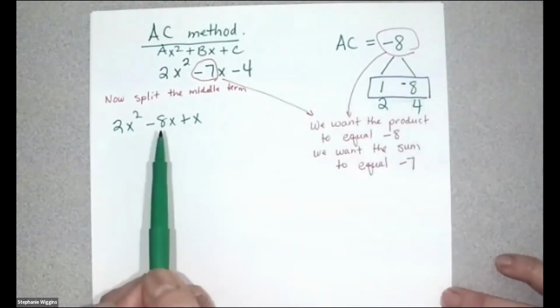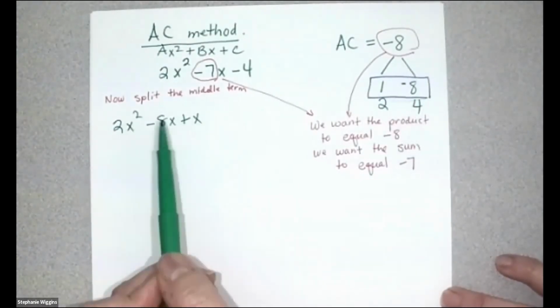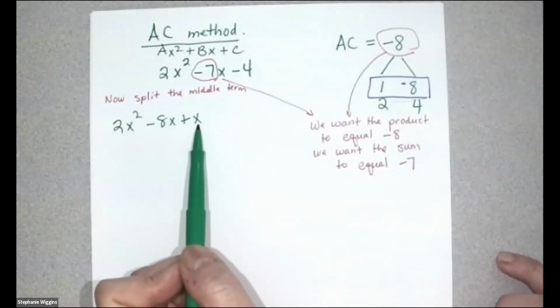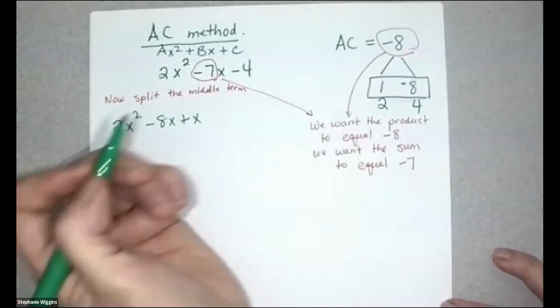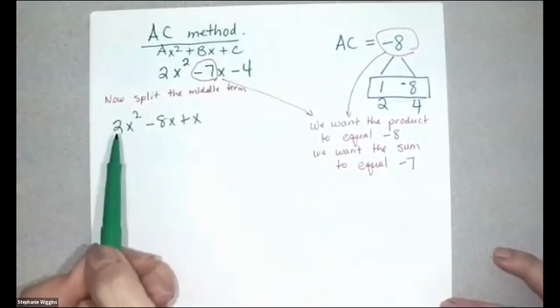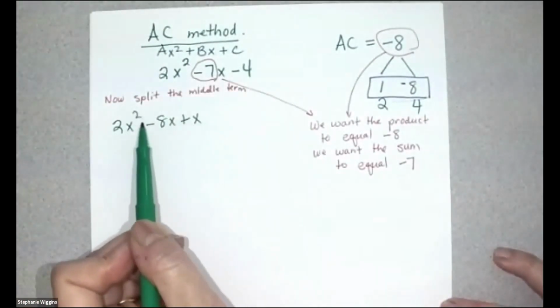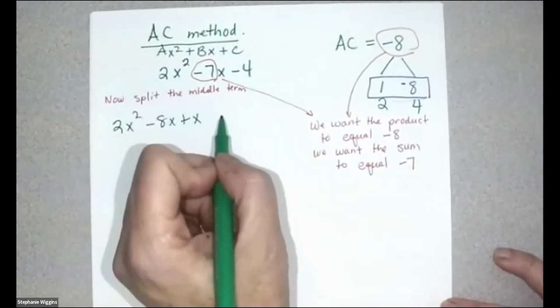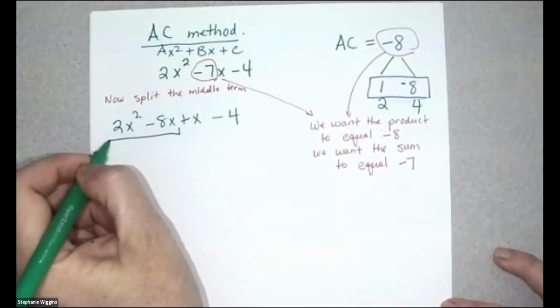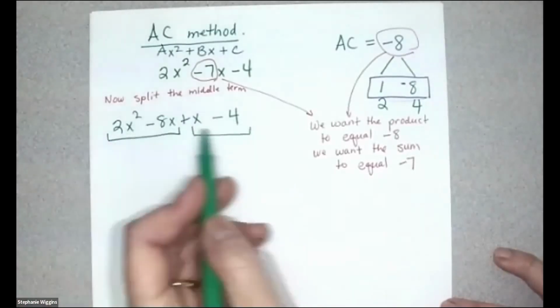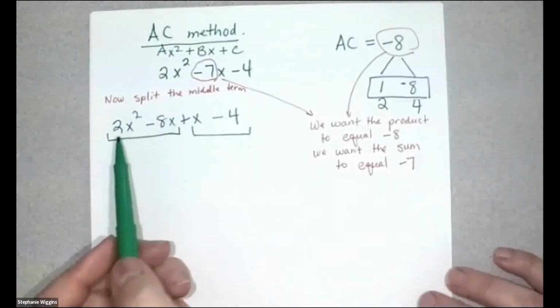It doesn't matter what order you write them in. You can put the x first and then the negative 8x. You're going to get the same answer either way, so don't worry about that order. Then I've got 2x squared minus 7x minus 4. This allows me to group the terms together and factor them separately.